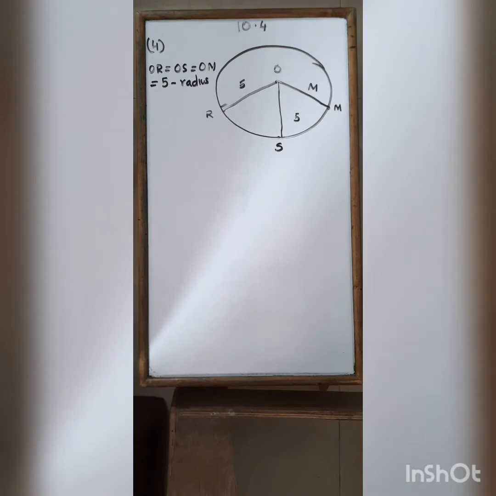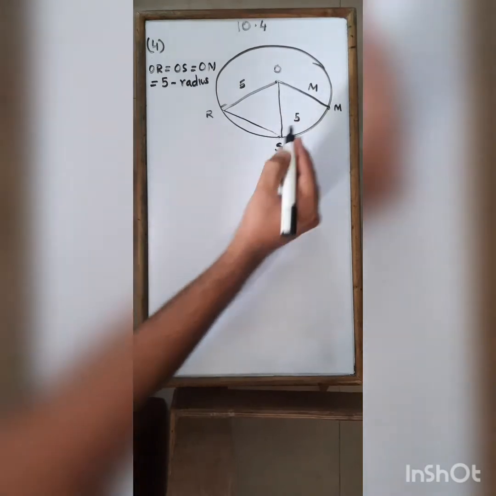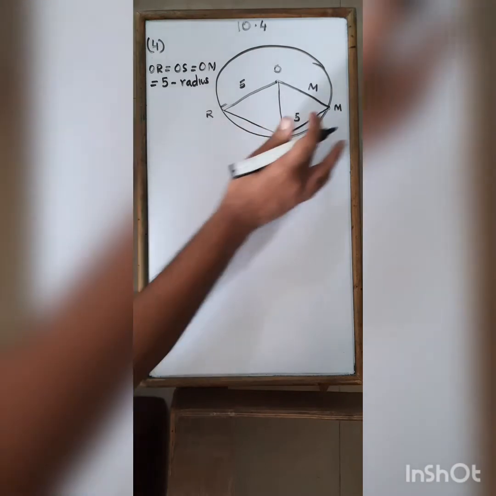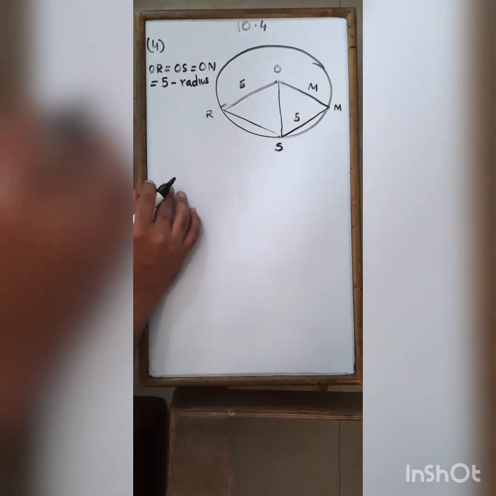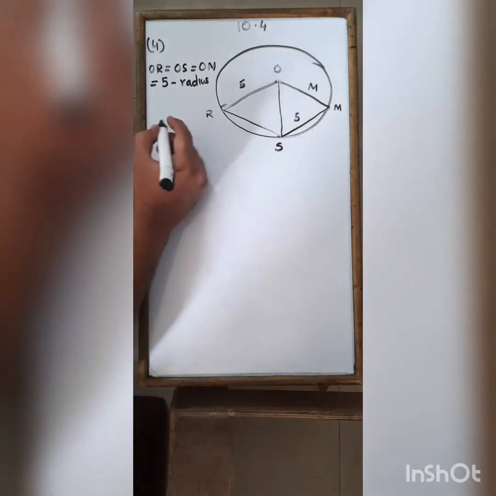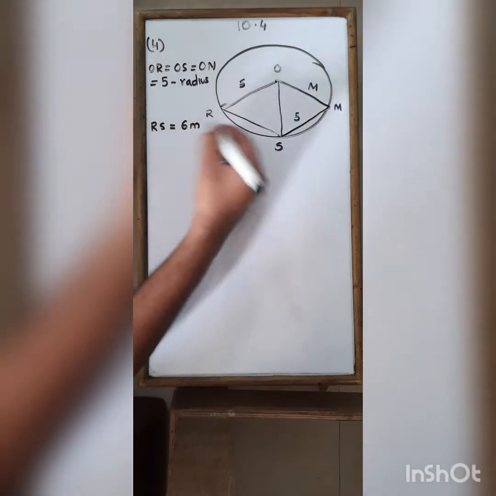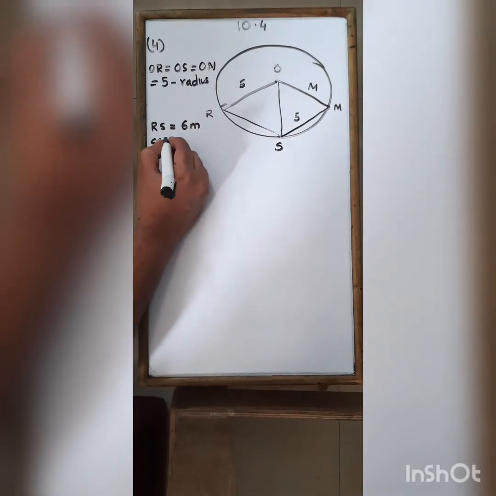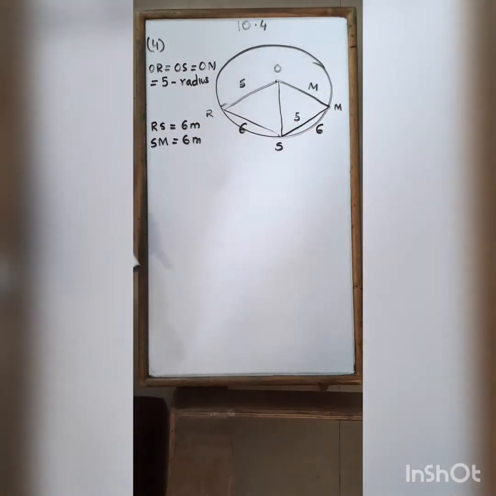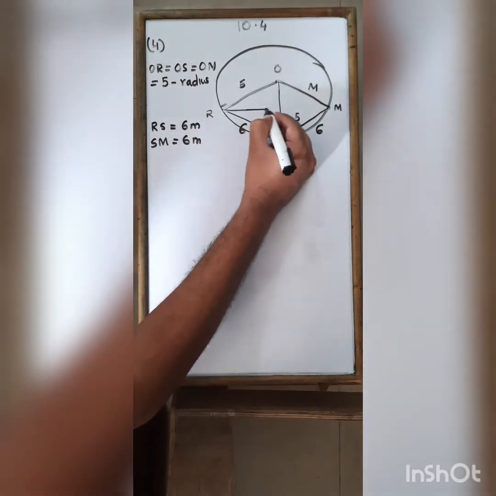Reshma throws a ball to Salma and Salma throws it to Mandeep. So Reshma will throw a ball to Salma, then Salma will throw the ball to Mandeep, and then Mandeep will throw it to Reshma. The distance between Reshma and Salma, RS, is 6 meters, and between Salma and Mandeep, SM, is 6 meters. You have to find the distance between Reshma and Mandeep. So you have to find this distance.